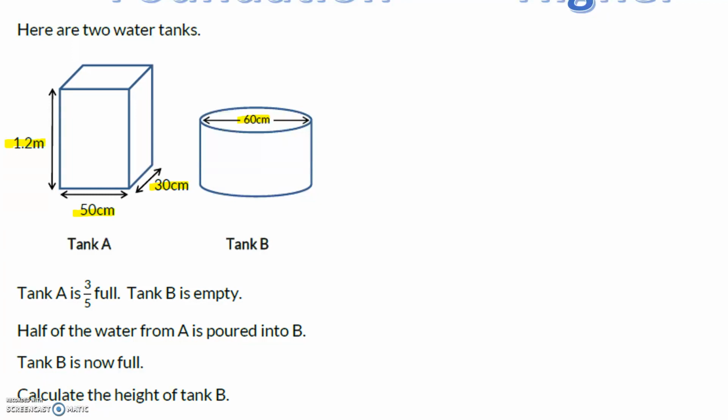Tank A is 3/5 full, tank B is empty. Half of the water from A is poured into B. Tank B is now full. Calculate the height of tank B.